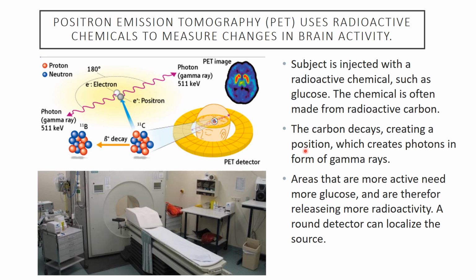As the carbon decays, it creates a positron, which is the opposite of an electron. It's like a positive electron. It'll shoot out and interact with an electron to create gamma rays. These gamma rays can then be detected by the detector. So this is a PET scanner. You can put a person in here, inject them with a bunch of radioactive glucose, and then wherever the brain is using a lot more glucose, you're going to see more radioactivity in those areas, and this detector can detect the light coming from that particular part of the brain. And so this is what a PET image looks like.